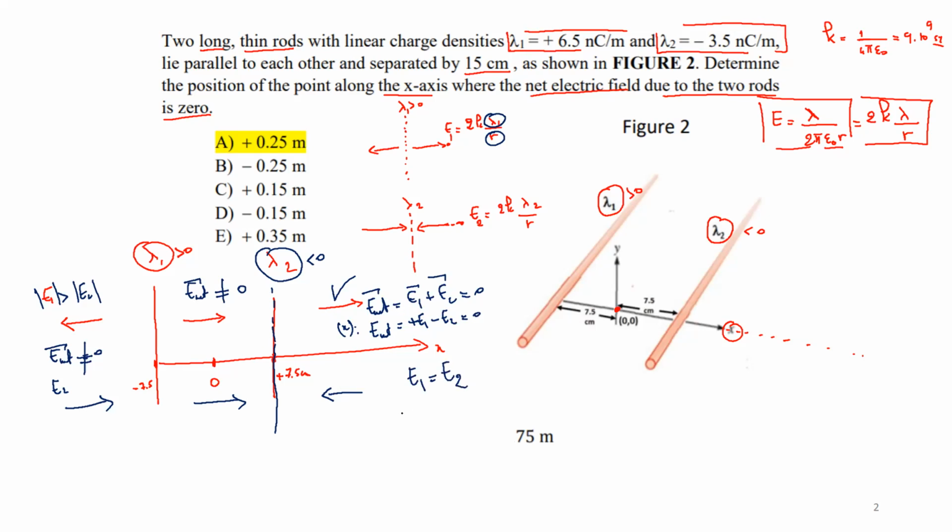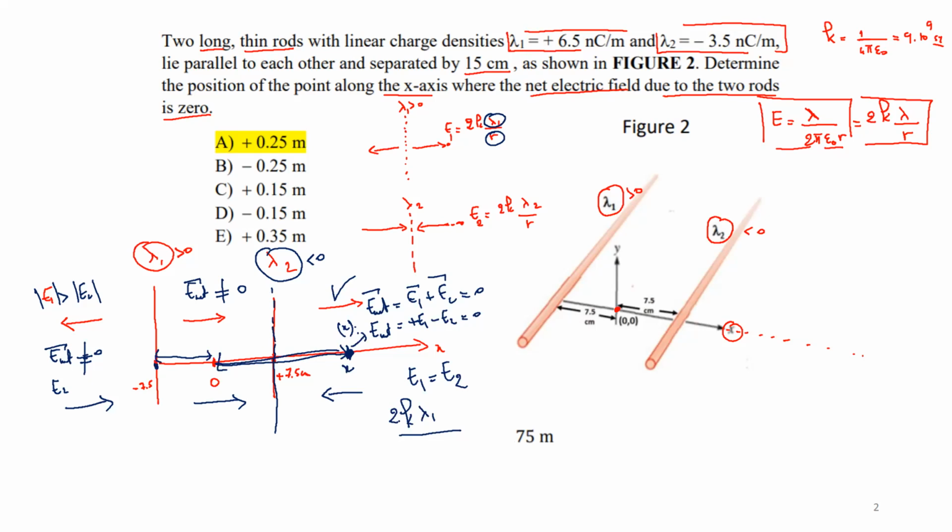Now, what is E1 in magnitude? E1 in magnitude will be 2 times, it's an infinitely long rod, so the electric field is 2 times K lambda 1 divided by the distance. Now the distance here, let me call it x. So the point I'm looking at, at which the electric field is 0, is x. Now I want the distance between this x and the positively charged rod. Of course, x is from the origin, right? So this is x. I have to add this distance here.